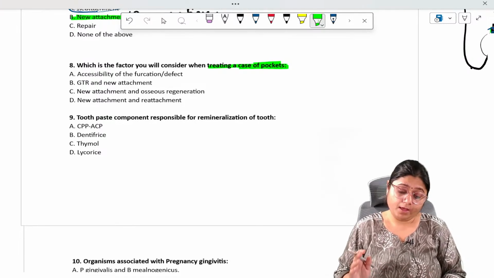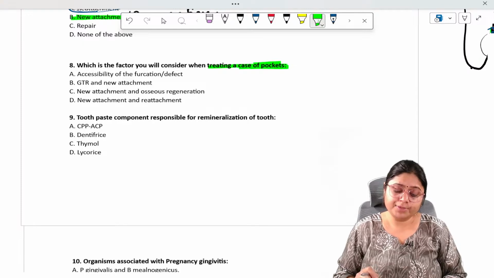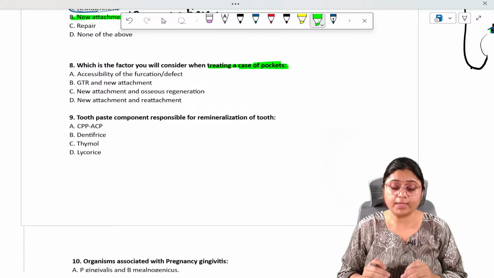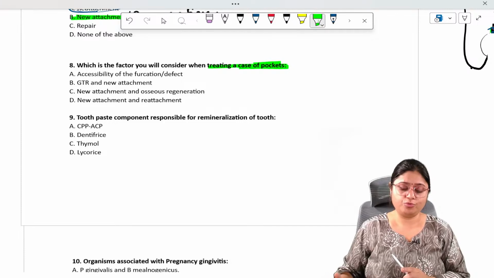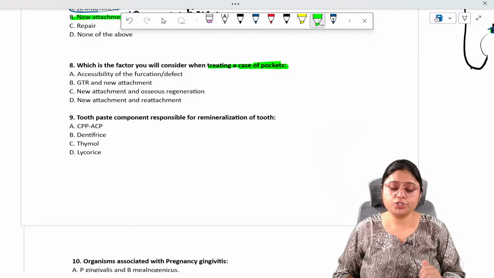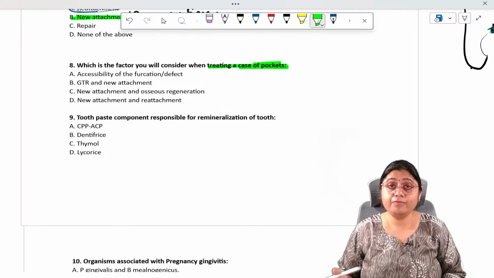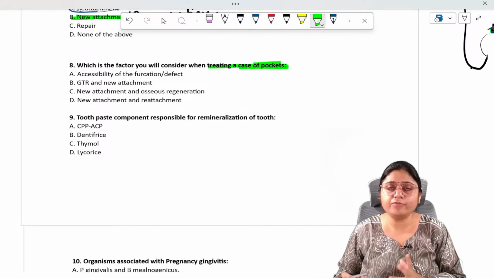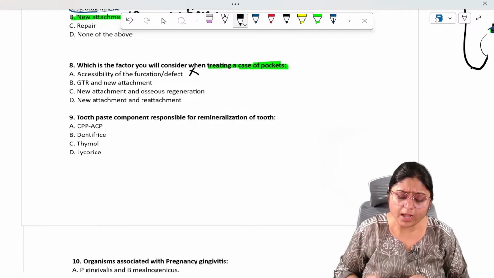Option A is accessibility to the furcation or defect. Option B is GTR and new attachment. Option C is new attachment and osseous regeneration, and option D is new attachment and reattachment. So the factors which we will consider just for pocket, just for soft tissue, is what? Accessibility to furcation and defect. When I'm raising the flap, I need to think about what my accessibility will be to the bone and furcation defects, to the osseous defects. So this is definitely not the answer.